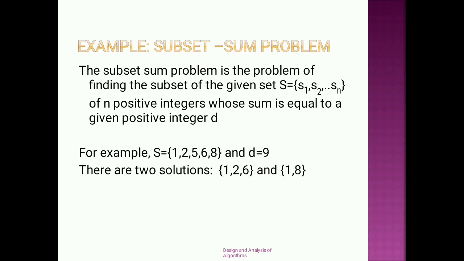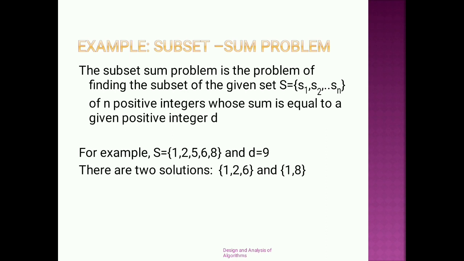We have to find the subset of the set S in such a way that when you add the contents of that subset, it gives us the sum which is equal to d. Now, for example, take S = {1, 2, 5, 6, 8}, these are the elements, and the sum is also given, d = 9. We have to find the elements, a subset of S, such that when we add those elements, that should lead to 9.